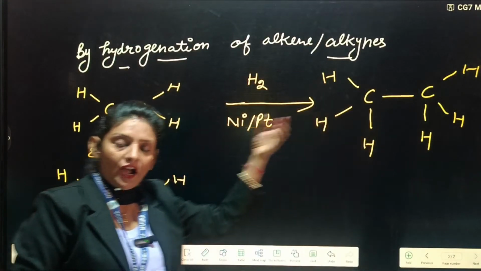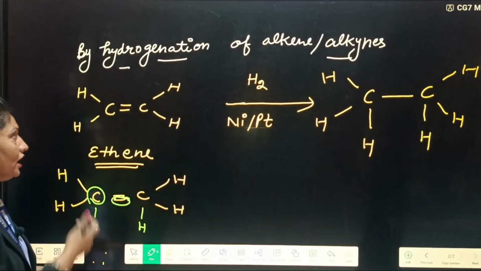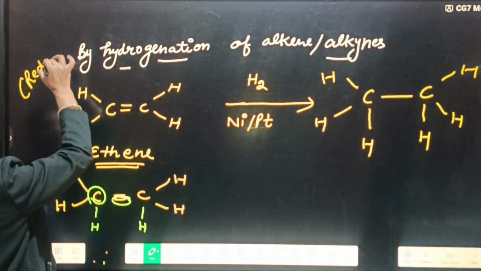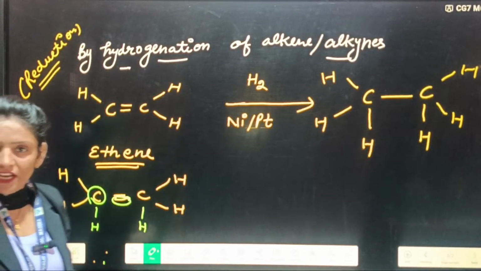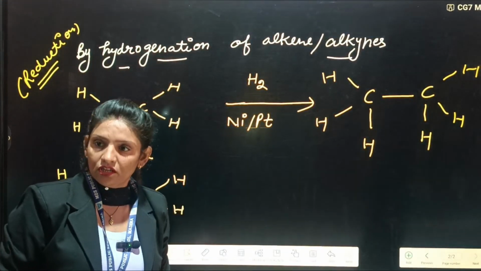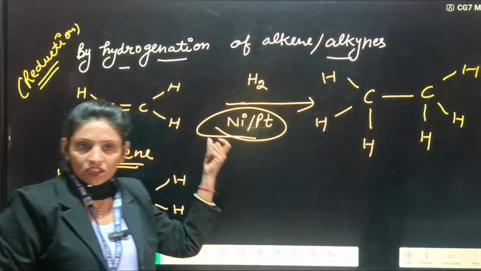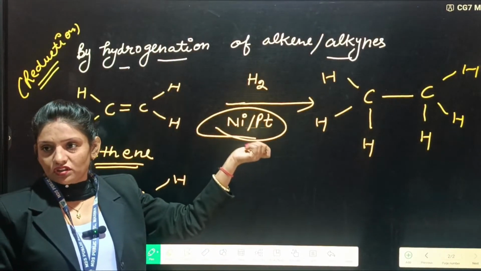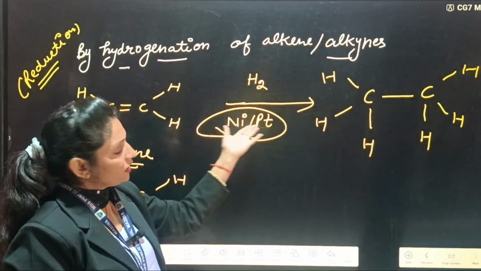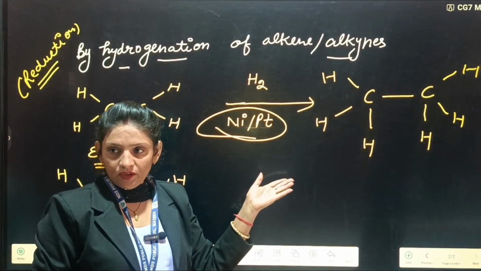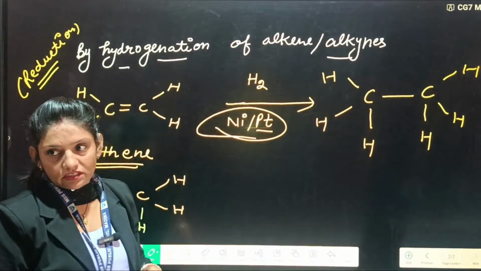We can say hydrogenation because addition of hydrogen is taking place here, or we can say reduction also. Reduction means addition of hydrogen. Addition of hydrogen is also known as reduction. And you know very well these are the catalysts used for reduction. In other reduction reactions also we can use these catalysts. Platinum and palladium help the reactions to proceed very easily.